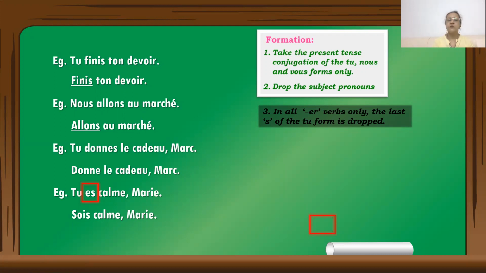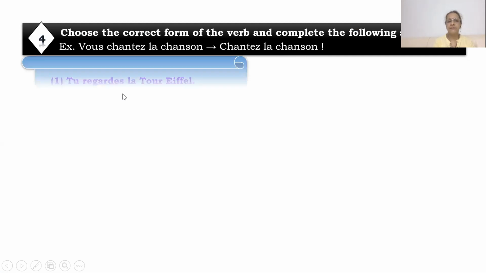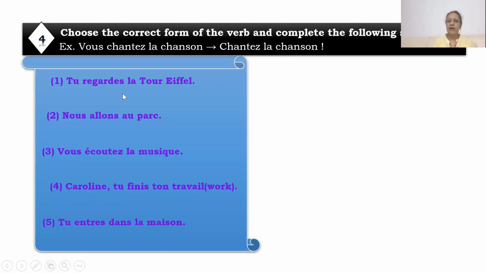So let's solve some more examples. Okay, I repeat, the question is given in English now. Choose the correct form of the verb and complete the following sentences. An example has been given. We follow the same rule. Okay, I shall repeat the explanation all over again. First step has been done. I just have to do my second and third step.